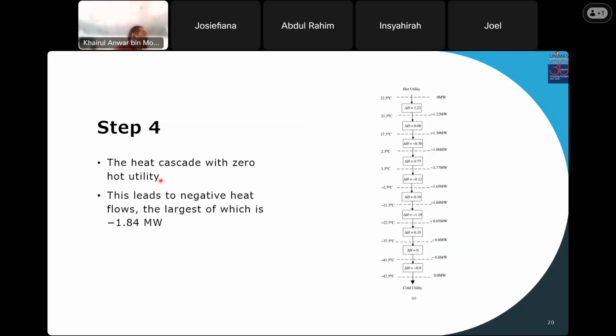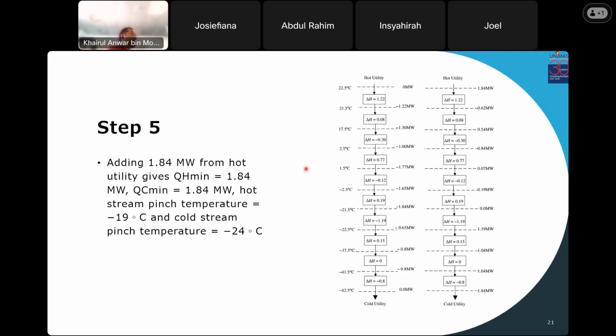Step for the heat cascade with 0 hot utility. So start with 0, dot all the shifted temperature. This is the delta H for interval. Then from 0, starting with 0 hot utility, 0 minus 1, negative 1.2, and so on. This leads to negative heat flow, the largest of which is negative 1.84. So 1.84.